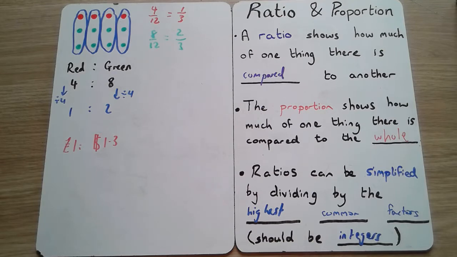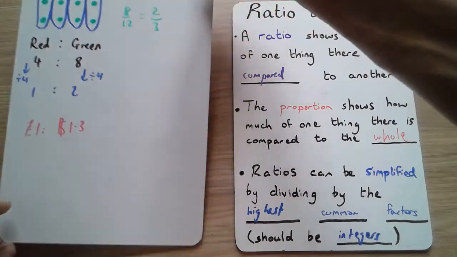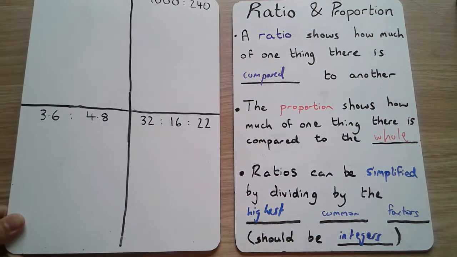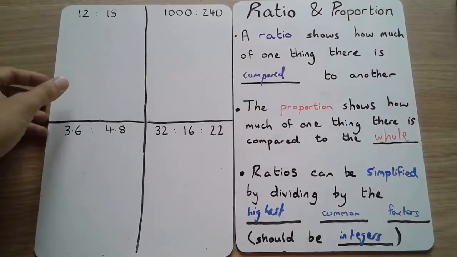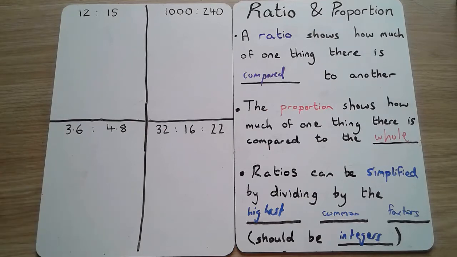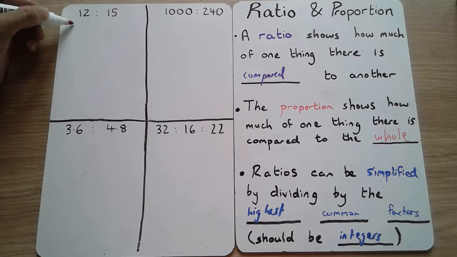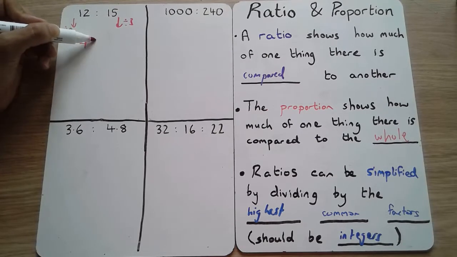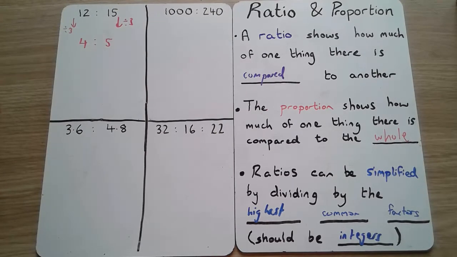So we're just going to look at a few different scenarios on the overleaf here on the other side, and we're just going to simplify these down. So over here, we've got a ratio of 12 to 15. The ratio of 12 to 15 can be simplified because both numbers here can be divided by 3. If we divide by 3 and divide by 3 again, we end up with a ratio of 4 to 5. There are no other numbers that go into this, so we have fully simplified this ratio.